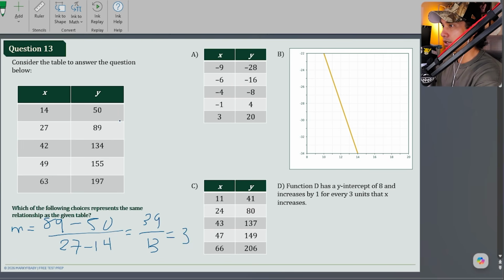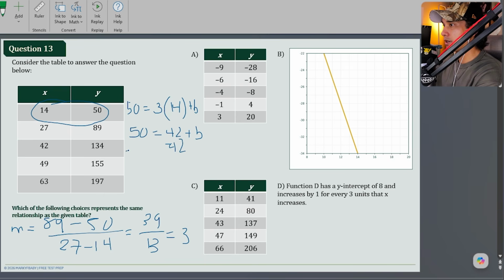So let's go ahead and use this ordered pair: 50 equals 3, that is our slope, multiplied by 14, and then plus b. 3 times 14 is 42, so 50 equals 42 plus b. Minus 42, minus 42, that gives us b is equal to 8. So our equation is y equals 3x plus 8. Okay, we got it.